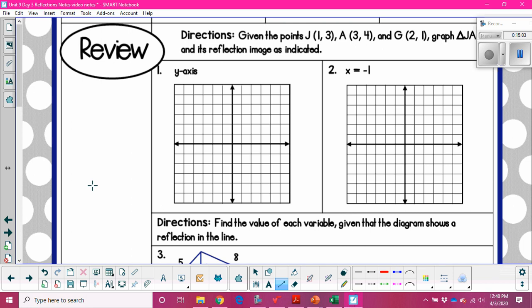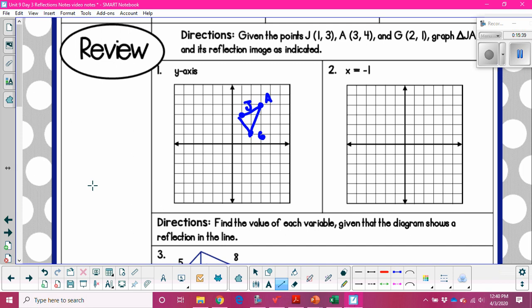Okay, so for number 1, we're going to plot JAG. All right, J is at 1, 3. So here's J. A is at 3, 4. It is here. All right, G is at 2, 1. So it is here. So this triangle looks something like this. Well, you get the point.